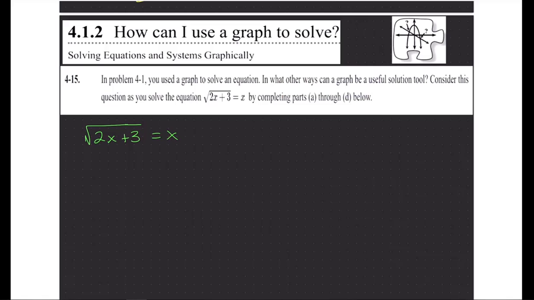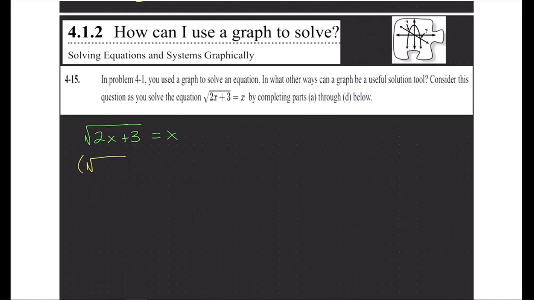Let's see what we come up with. If we want to solve this algebraically, our end goal is x equals something, so we have to work on getting this x all by itself. What's the one thing throwing us for a loop? The square root. I know that if I square a square root, it's going to get rid of my square root sign, so I'm going to do that first. I'm going to square both sides.